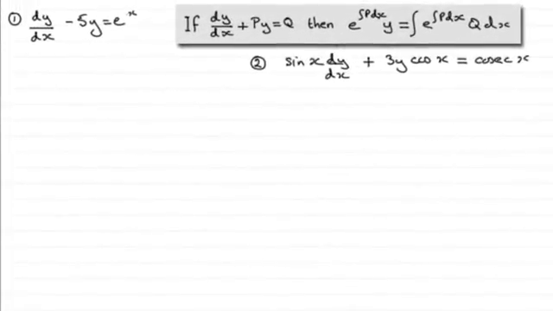Hi. Now, in the previous video in this series on solving first order differential equations, I showed you that if you had a first order differential equation of the form dy by dx plus py equals q, where p and q were functions of x, then we got this general solution here. e to the integral p dx times y equals the integral of e to the integral p dx times q integrated with respect to x.